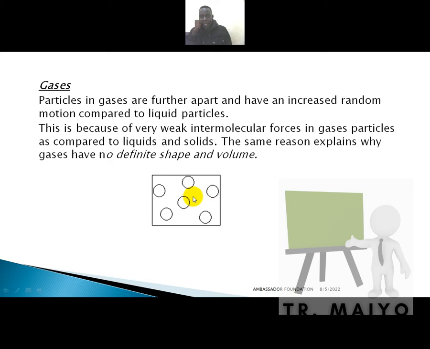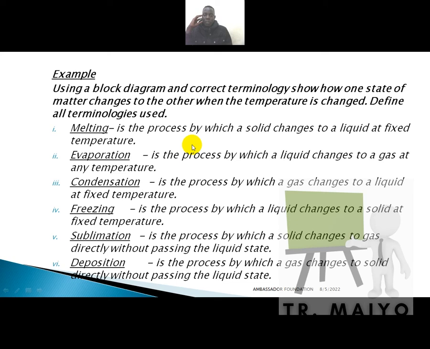Gases, you can see that they are randomly placed. Particles in gases are farther apart and have an increased random motion compared to liquid particles. This is because of very weak intermolecular forces in gas particles as compared to liquids and solids. Now gases have no definite shape and volume. The only thing they have definite is mass. You cannot measure the volume or the shape. You cannot tell the shape of a gas. That is it.